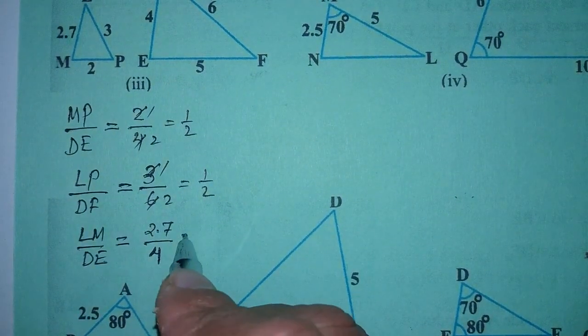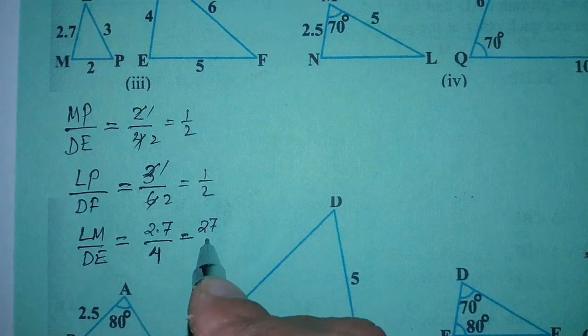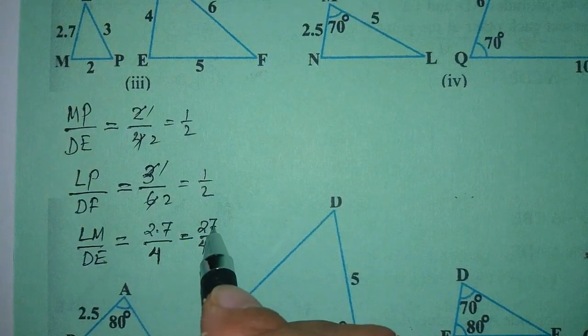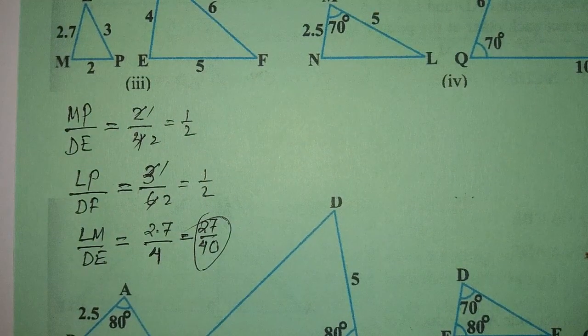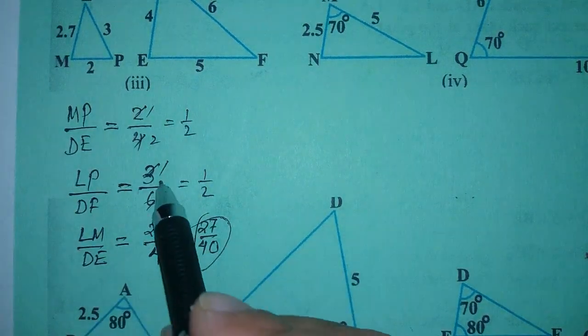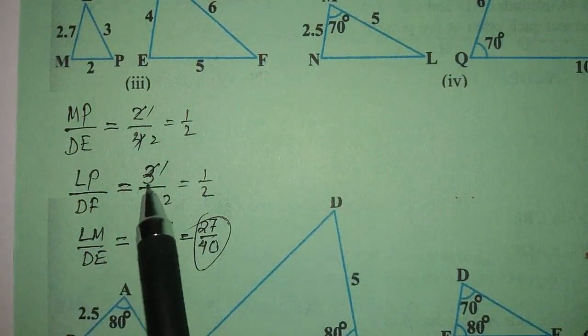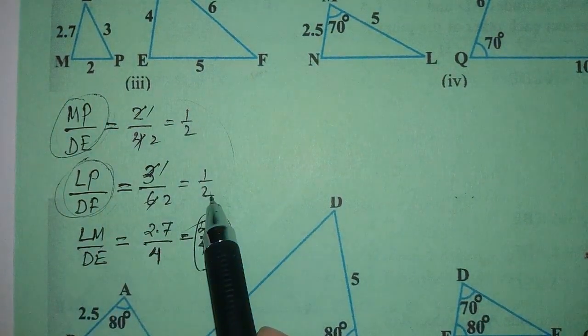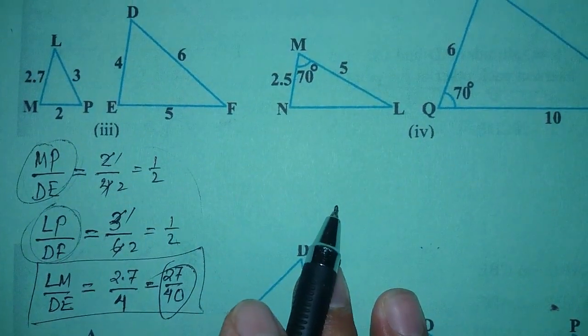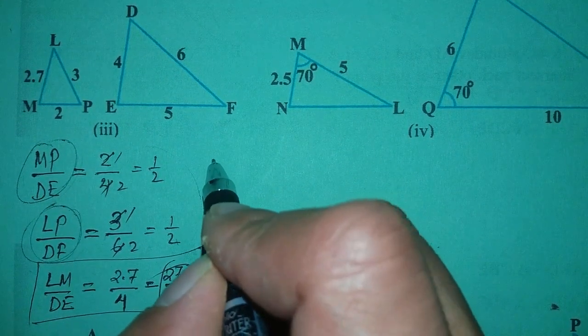So now here we can write 27/40, but we cannot cut this number. There is no common divisor, so we cannot cut now. That means the corresponding sides are not proportional. Even though these two ratios are equal, the third one is different, so these two triangles are not similar.